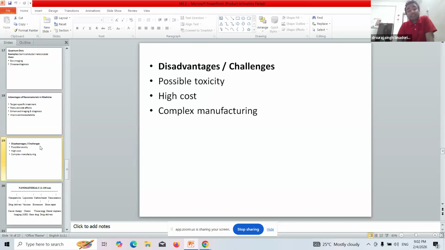Next, what are the disadvantages? What are the challenges? The major disadvantages: possible toxicity, high cost, complex manufacturing. Because ultimately, in our PIHR, when we talk about student research activity, we have a home research unit. We started this with various student centric research activity, teacher centric research activity, faculty and student research centric activity. So these are very important aspects.